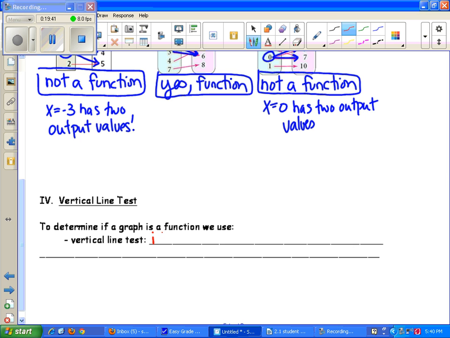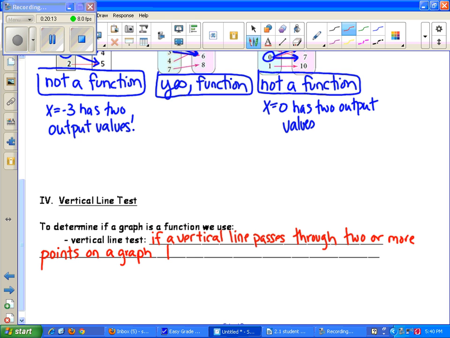If a vertical line passes through 2 or more points on a graph, then the relation is not a function.